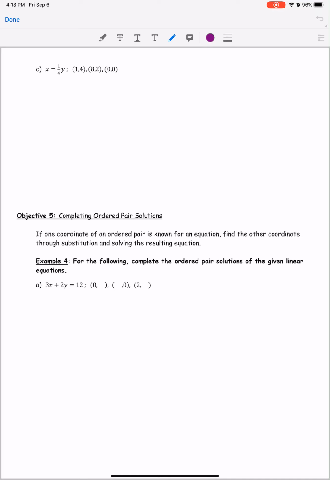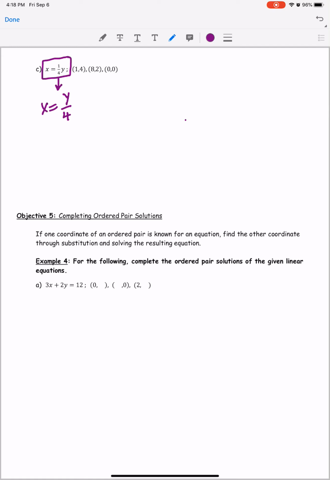When you get this equation like this, this is the same thing as x equals 1y, or just y over 4. Okay, so I'm doing 1 times y to get y on top, and then that 4 stays on the bottom of your fraction. So now just plug these in.